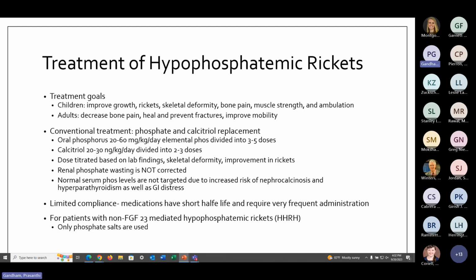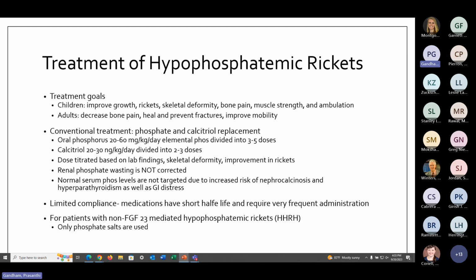Typically in children, if you have adequate treatment, then you can improve growth, you can improve the lower limb deformities and prevent progression of those deformities. But it's important to note that many of them will still go on to require corrective surgeries on their lower limbs.